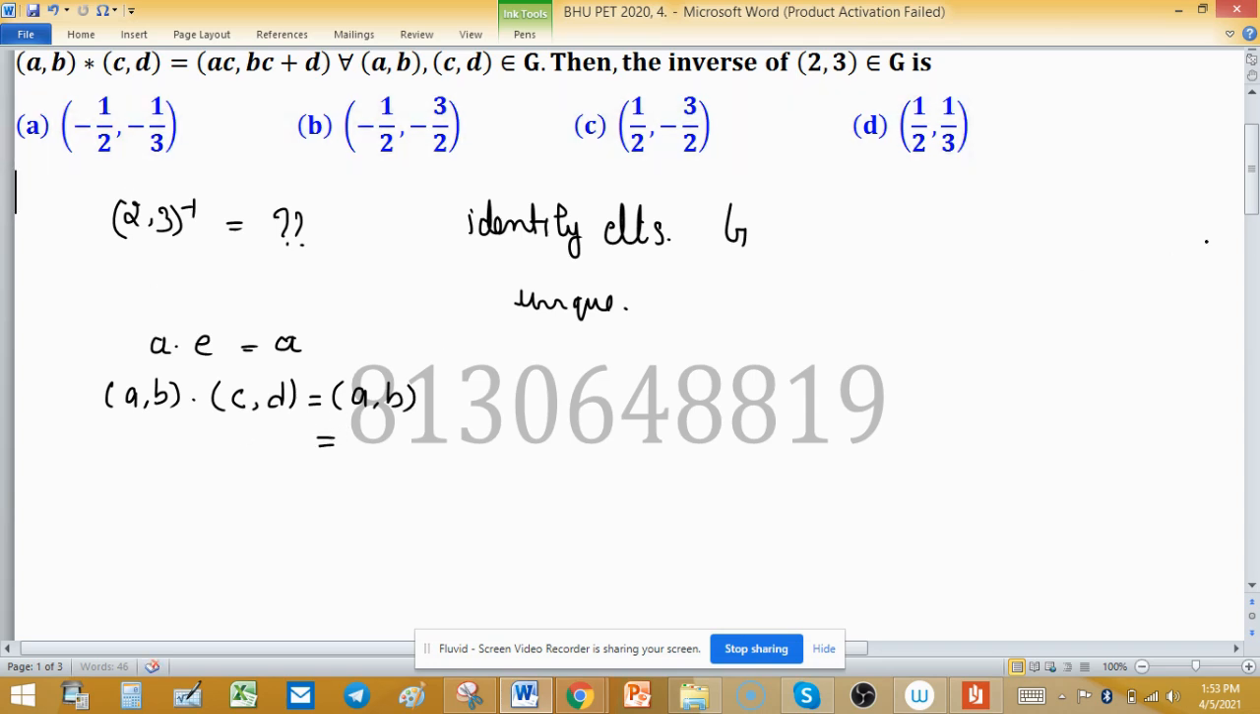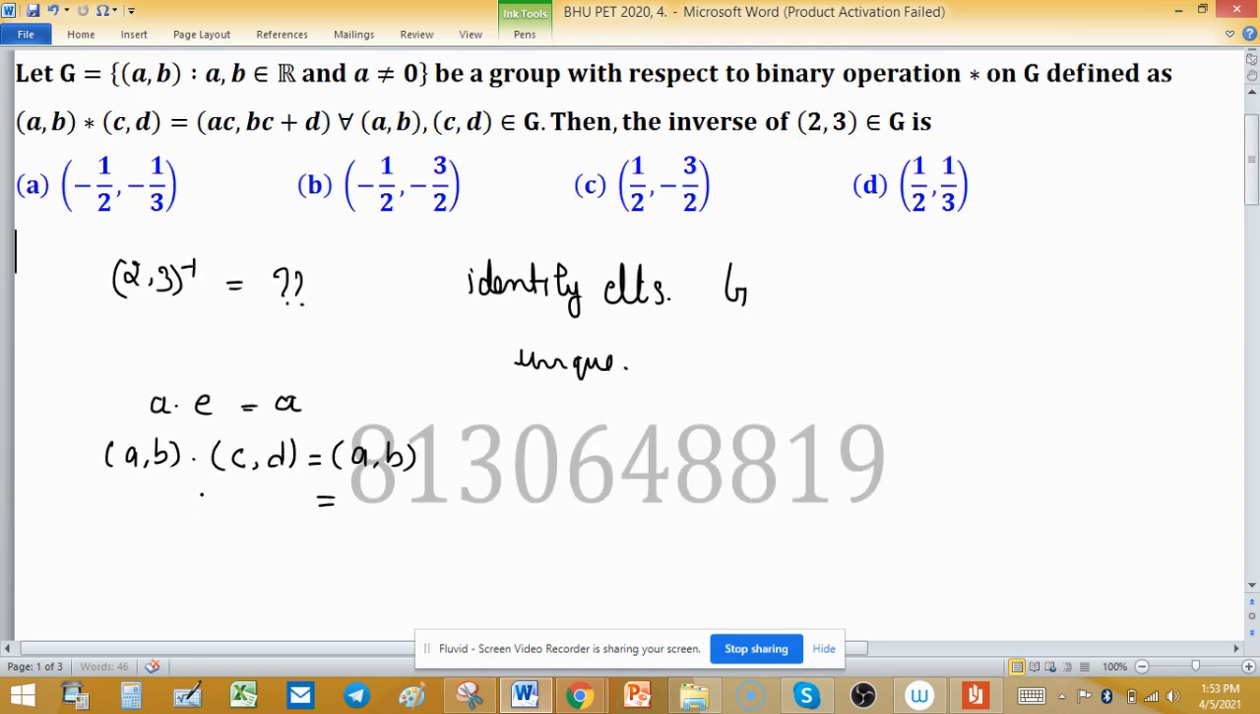How do these two elements combine? By the definition of binary operation, you can see (AC, BC + D) is equal to (A, B). And these two ordered pairs are equal. It means AC equals A and BC + D equals B. Now solve these two. Take common.